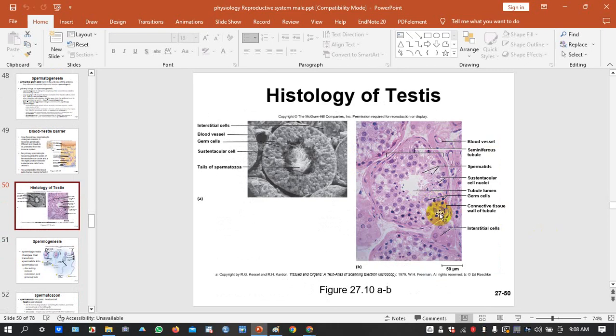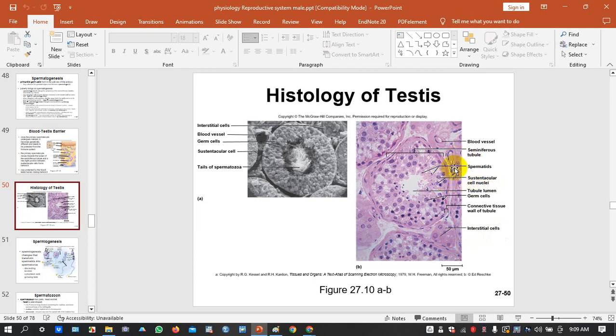So this is interstitial or Leydig cell, and this whole structure is a seminiferous tubule. This one is a seminiferous tubule. This one is a seminiferous tubule. But the Leydig cells are between these two, or they are located between seminiferous tubules, and they are also called Leydig cell or interstitial cells. Whereas sustentacular cells are located within the seminiferous tubules. They are also called Sertoli cells.